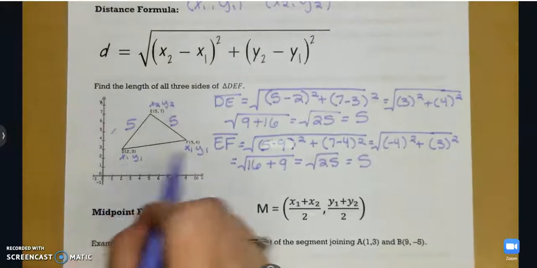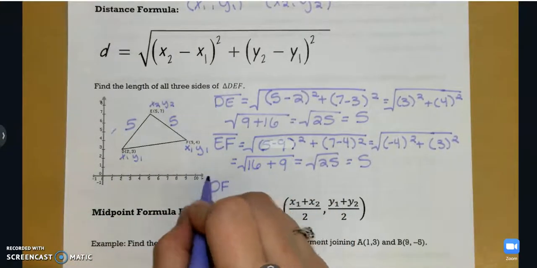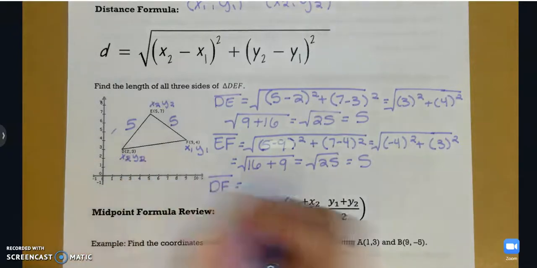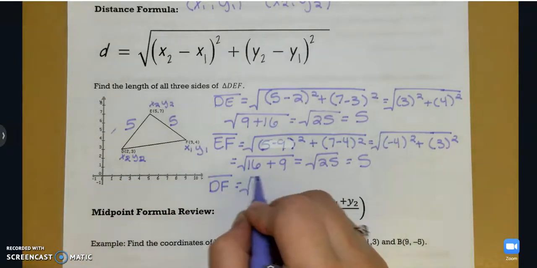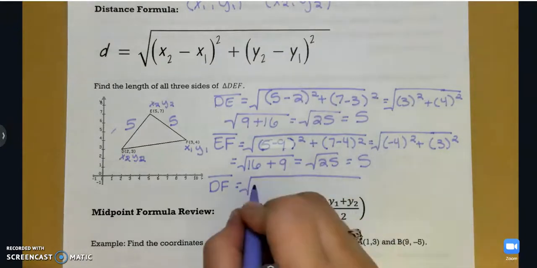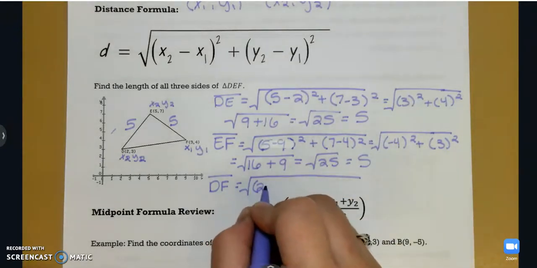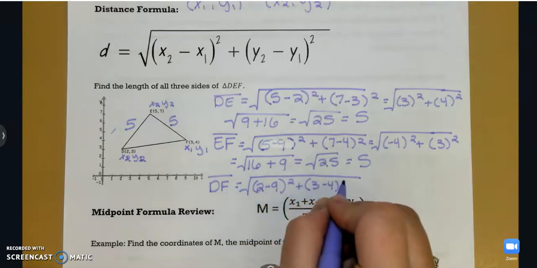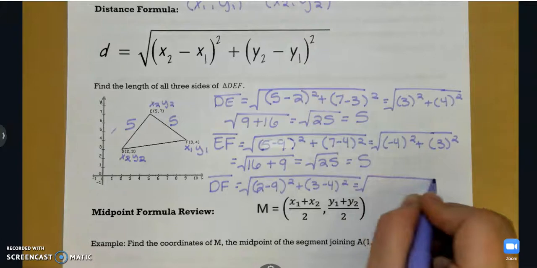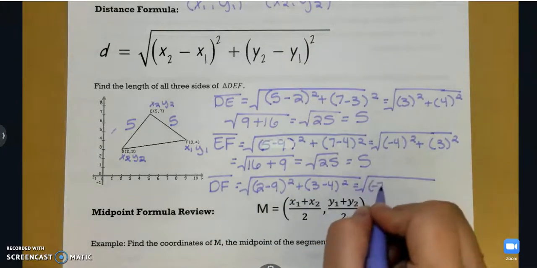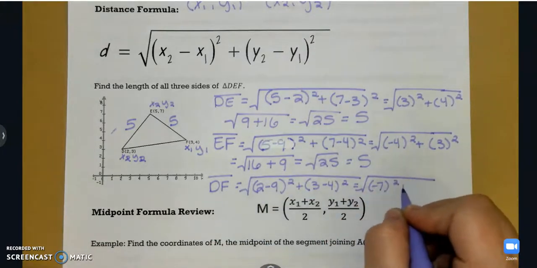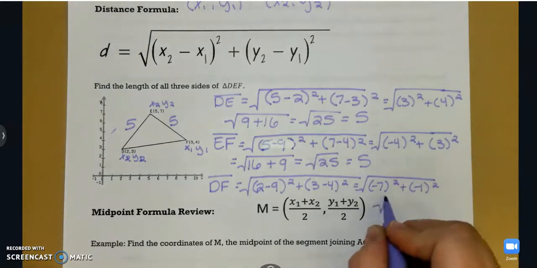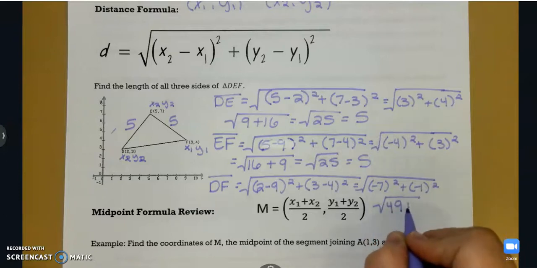Okay. And last but not least, let's do side DF. So now one of these needs to become our x2, y2, so I'm just going to change D. And we're plugging these into our formula. So x2 minus x1 squared plus y2 minus y1 squared. So 2 minus 9 is negative 7. 3 minus 4 is negative 1. Negative 7 squared is 49. Negative 1 squared is 1.